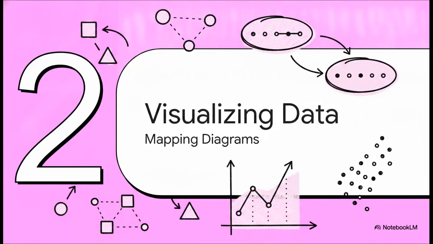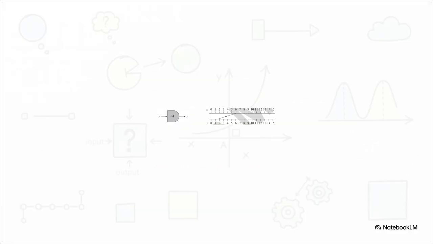Moving on to Section 2, Visualizing Data, Drawing Mapping Diagrams. Take a look at how our function machine seamlessly turns into a mapping diagram. The machine tells us the rule is to divide by 4, right? While the mapping diagram physically draws a line from the top row of inputs straight down to the bottom row of outputs. It's just a fantastic visual way to prove that this relationship holds true across a whole sequence of numbers.